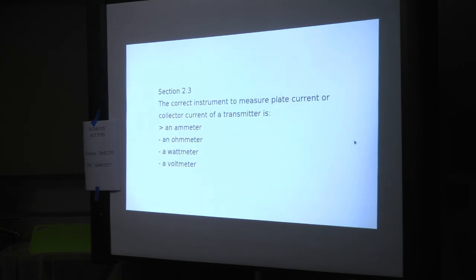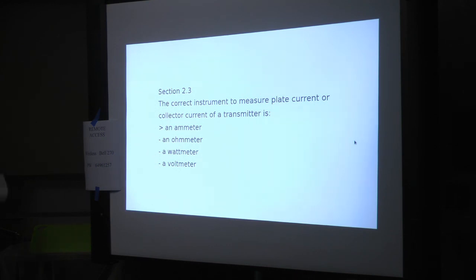The correct instrument to measure plate current or collector current of a transmitter, right? So the current on a particular plate or the collector, they're talking about inside a tube, I'm pretty sure. The plate's in the tube, the collector's in the transistor. So the actual current they're measuring would be the electrons passing through a point. Power would be that passing through that point over time. So technically current is an instantaneous measure, even though the way we measure it is over time. Electronics get weird when you really start to look at them.